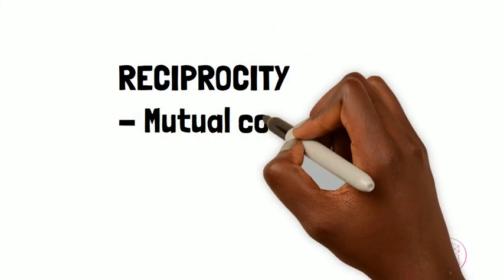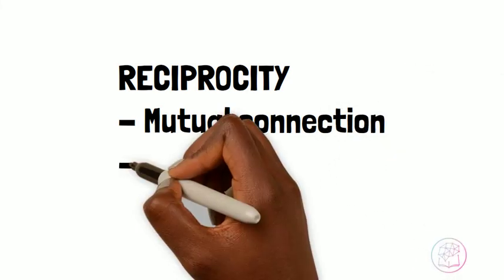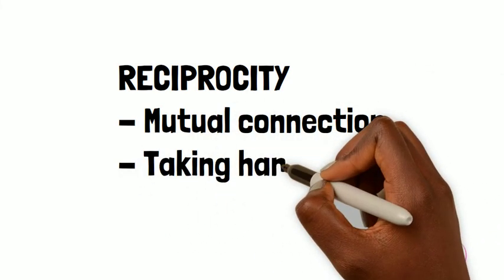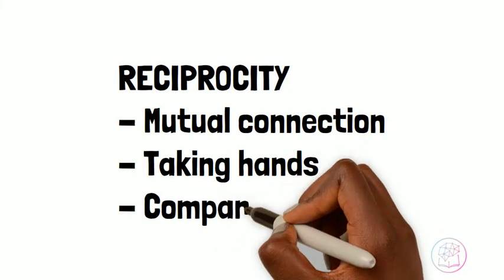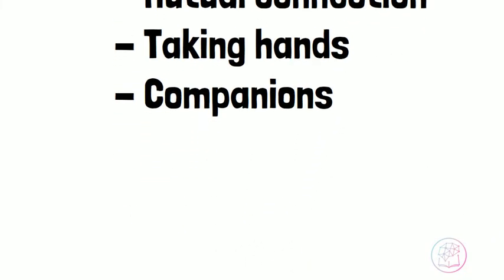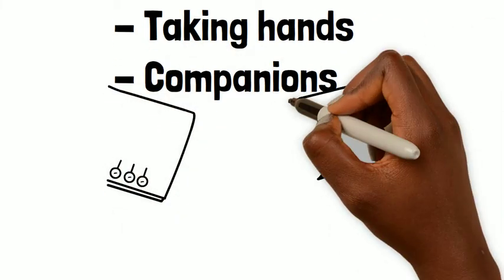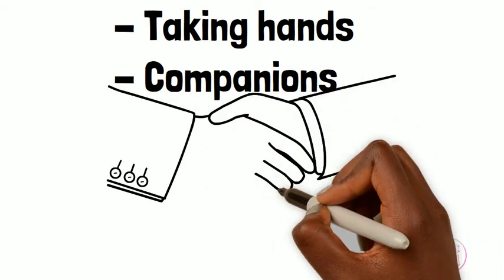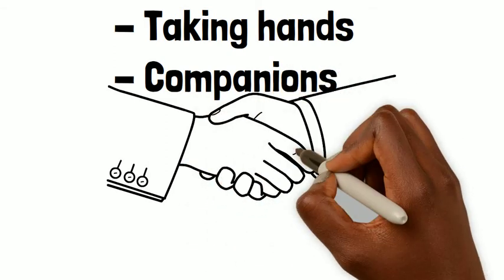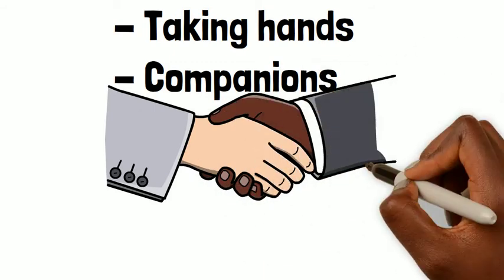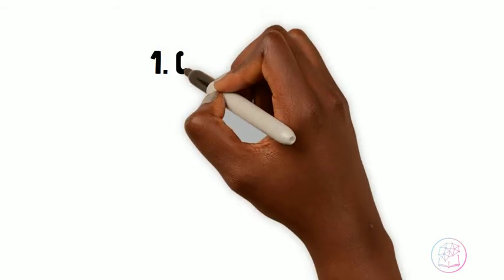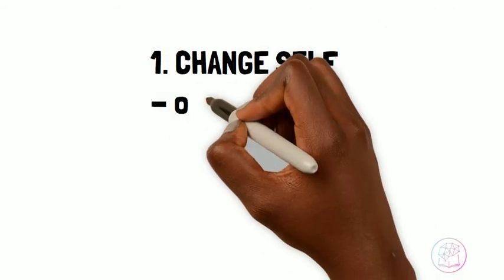Secondly, reciprocity. This means that a sense of mutual connection should be established between the teacher and the learner in each learning experience. Something that conveys the idea that they have taken hands and have become companions in the learning process. Here are 3 practical tips that teachers can use to apply intentionality and reciprocity in the classroom.